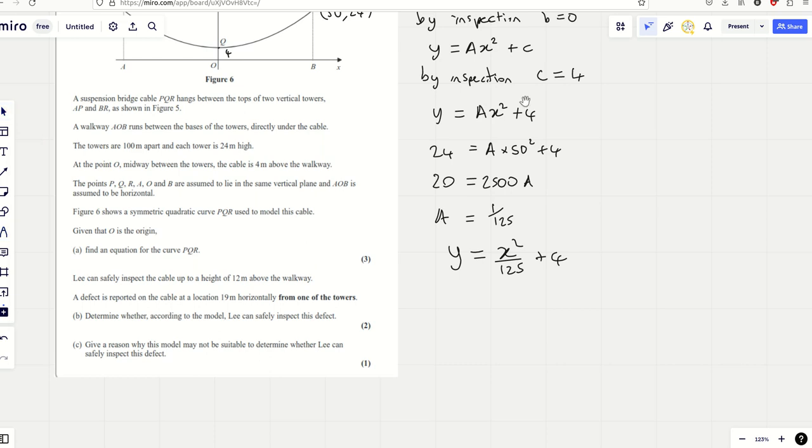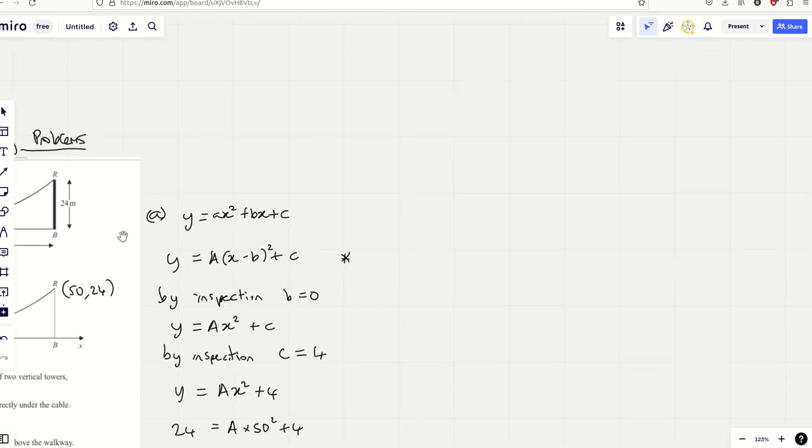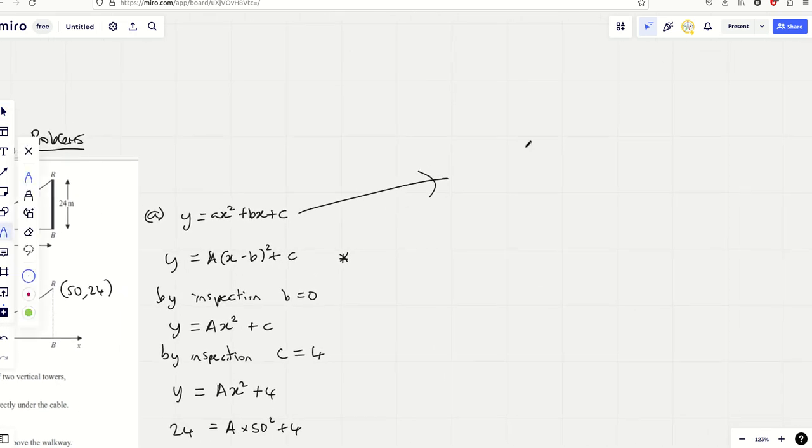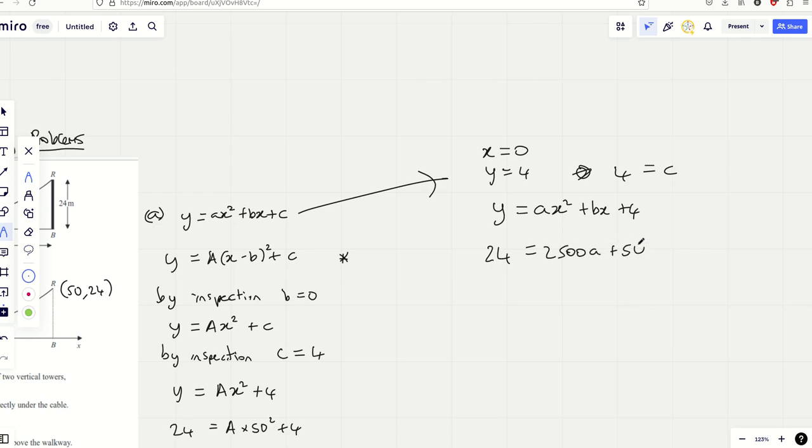Can I point out though, let's say you didn't realise that completed square form was a way to do it and you used this equation, you can still work it out because you know when x is 0, y is 4, that immediately gives you c is 4. So we now know it's the form y equals ax squared plus bx plus 4. But we also know when y is 24, x is 50, that's going to give you 2,500a plus 50b.